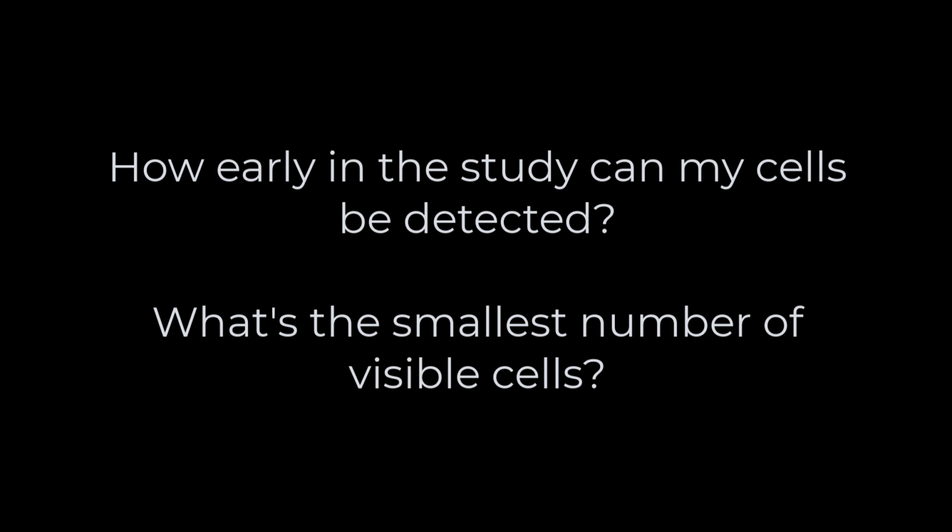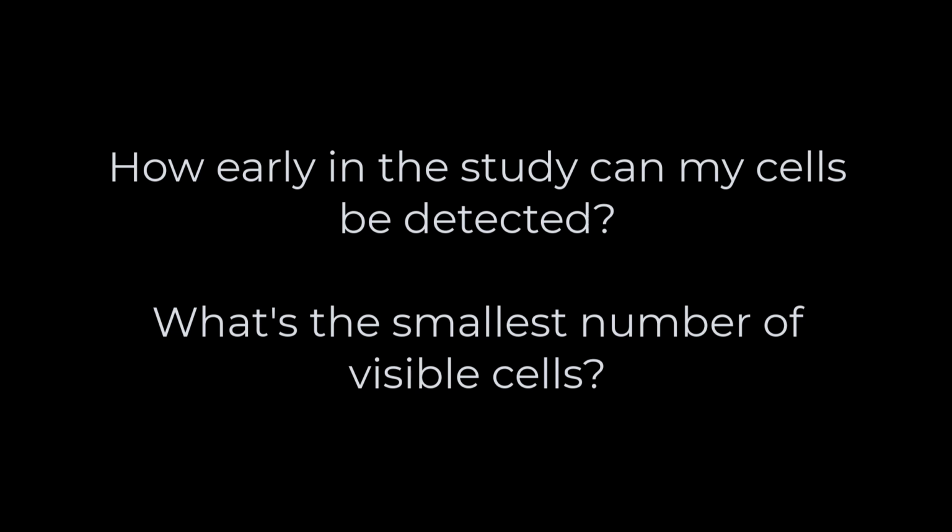In other words, it will answer the questions, how early in the study can my cells be detected? Or, what's the smallest number of visible cells? Those cells that produce fewer photons per second will require higher cell numbers and will take longer to detect. Furthermore, accurate quantitation over long periods of time or between studies using different cell stock or passages should be tested to control the light output remains consistent.